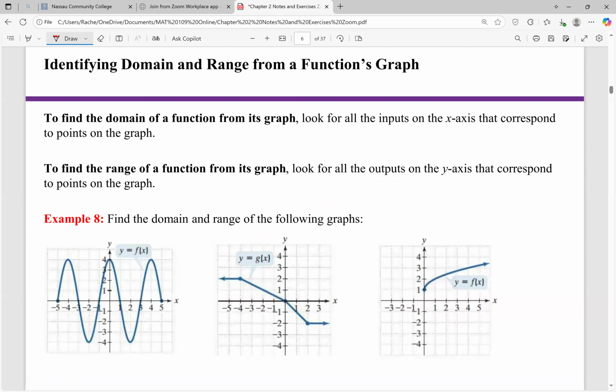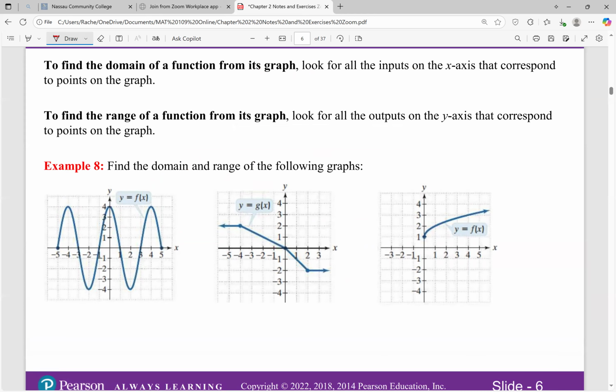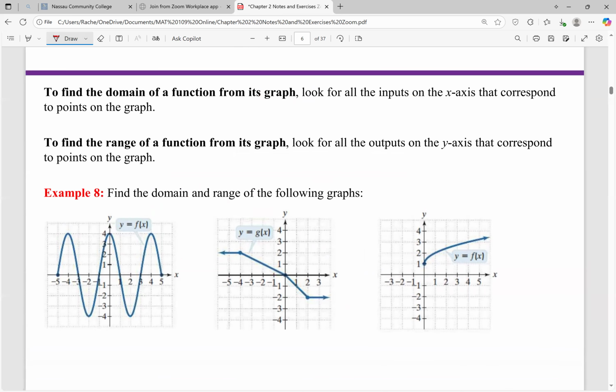We can also identify domain and range from a function's graph. So in example 8, I gave you 3 different graphs, and I want you to find the domain and range. Now remember, the domain is all of the input, right? So it's the set of all the X values or the X elements. The range is all the outputs. What are all the possible Y values when we look at the graph?